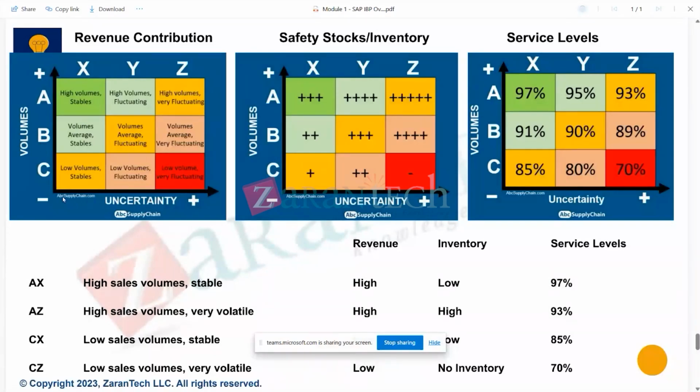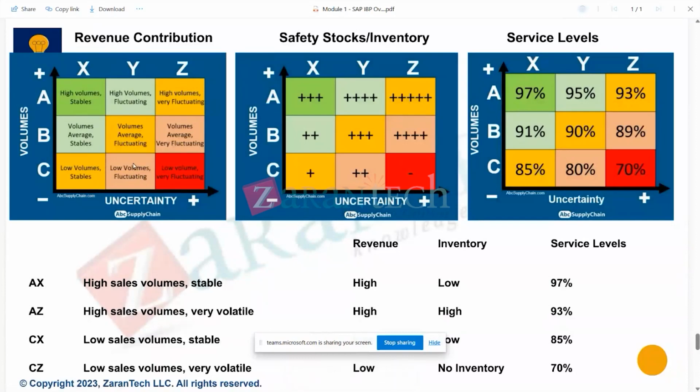Okay, so similarly, because of these parameters, we have segmented the volumes or the values on the 9 box as follows. So with low uncertainty and low volumes, it stands here, and on the right hand side we have high volumes, that is A is high, the volume is high, and uncertainty is high. So this gives you a segmentation which is called a 9 box segmentation.